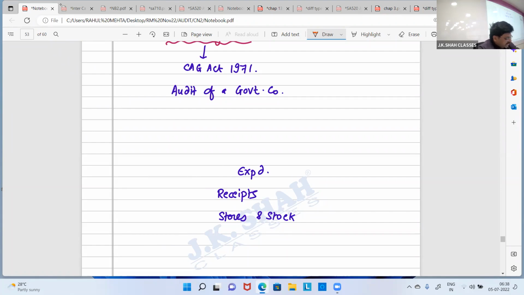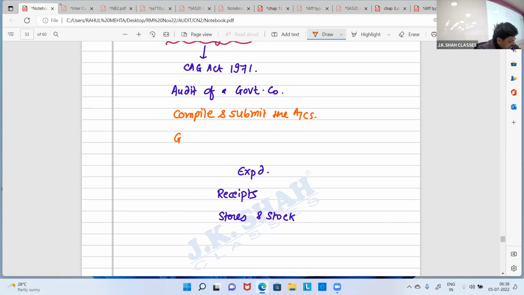Now, focus. Next, the CAG has to compile and submit the accounts. When I say compile, what do you mean by compile? Collect, put them together. What do we mean by submit? Give. To whom will he give it? Depends. If it is regarding the Central Government, then Parliament. If it is regarding the State Government, then the Governor. Correct. So he has to compile and submit the accounts.